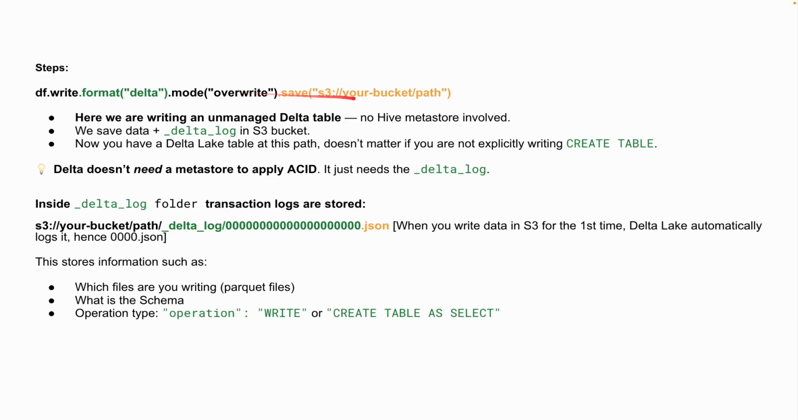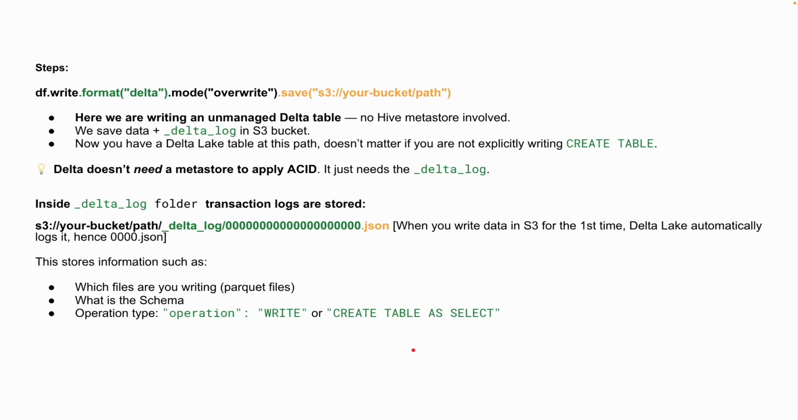So when you write this, you will see something like this inside the S3 path: you will have a parquet file, and another folder, and inside this folder we have a JSON file. When you are writing data in S3 for the first time, Delta Lake automatically logs it, hence this 000.json. So what is stored in this JSON file? It stores information such as which file you are writing, what the schema is, and what operation you performed on this path. Different operations, like did you write your data, or did you do a create table operation.